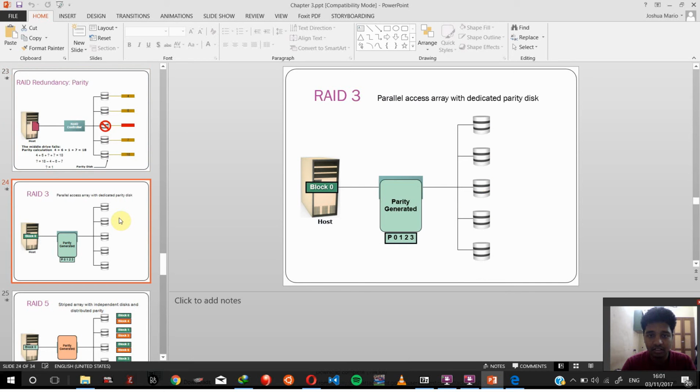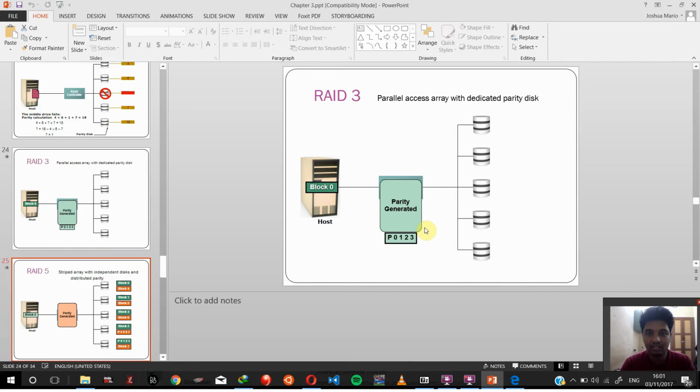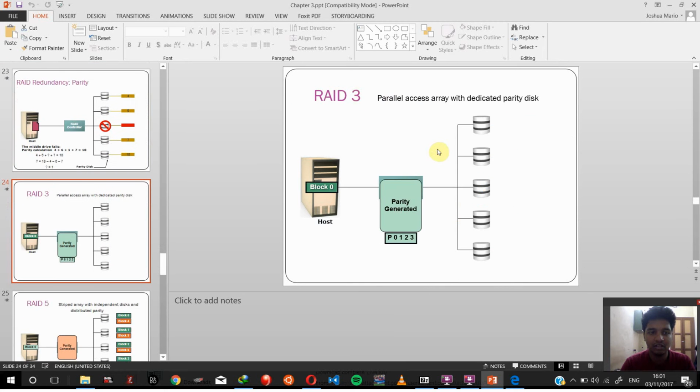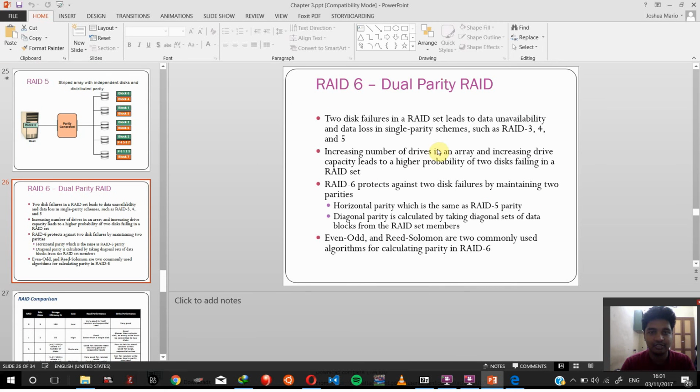As you can see here, there's a parity generated from the host, and this would prevent data from being corrupted. And RAID 5, independent disks with distributed parity, so there is more than one parity bit spread across various drives. This is more expensive than RAID 3, but its performance is one of the best when compared to the other RAID types.